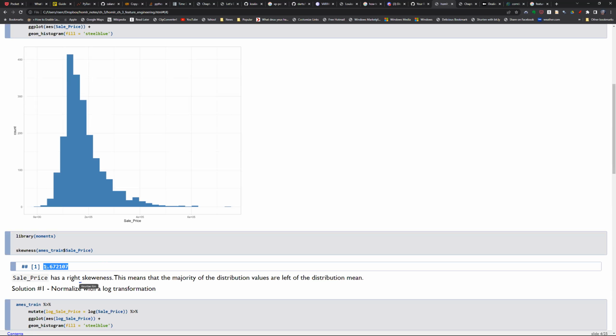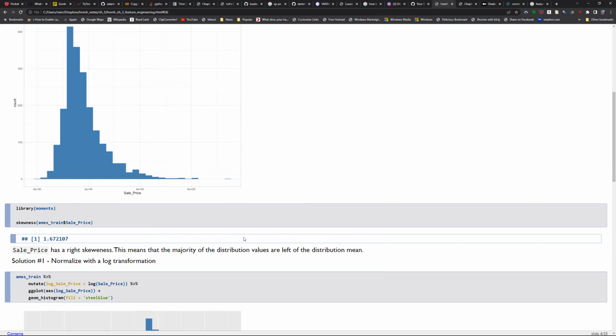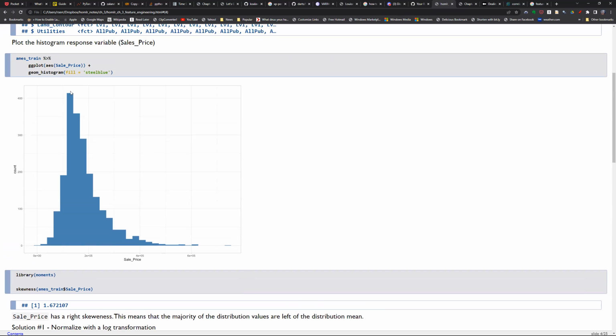So in this case, the number is 1.67. Because it's positive, it has what is called a right skewness, as we see in the histogram. That means that the majority of distribution values are left of the distribution mean. In other words, they are around this area.